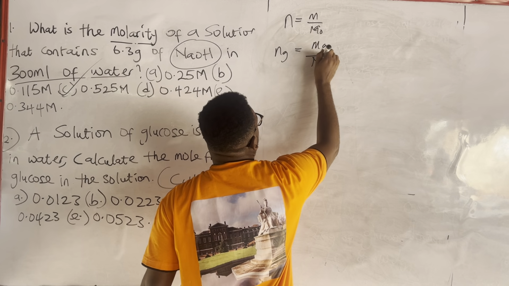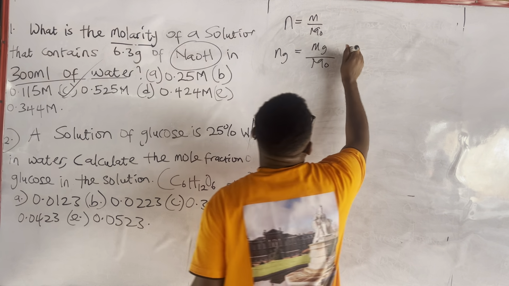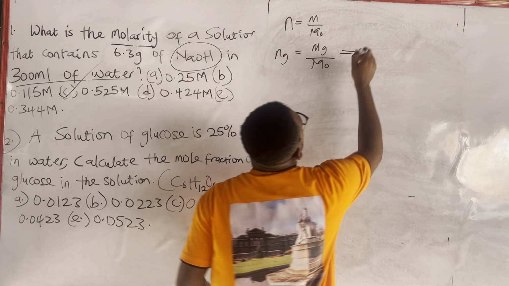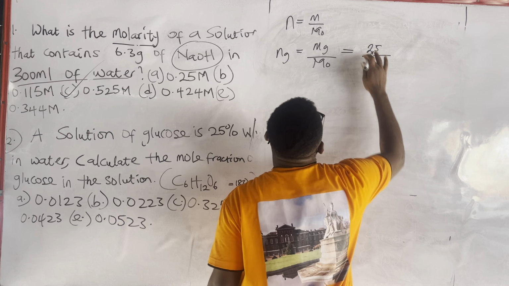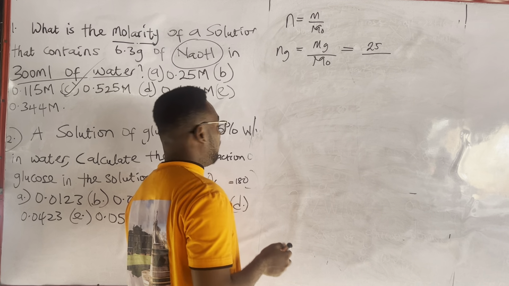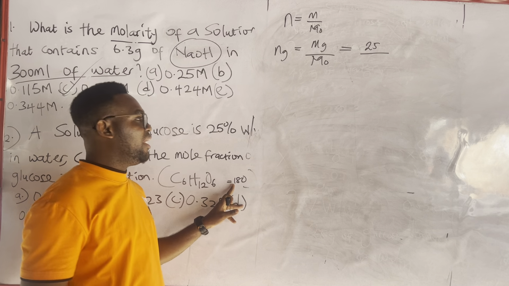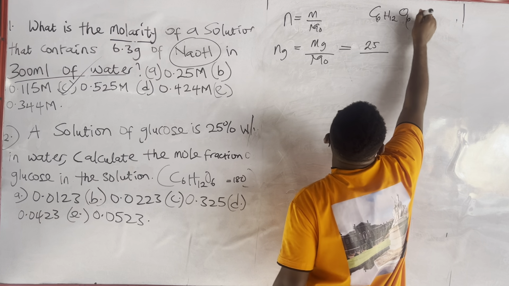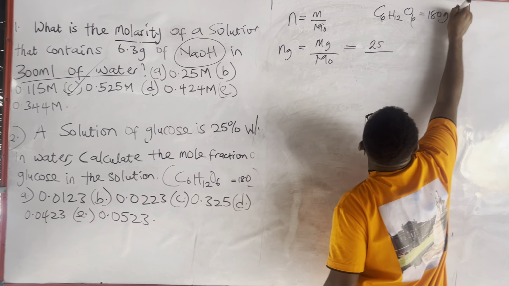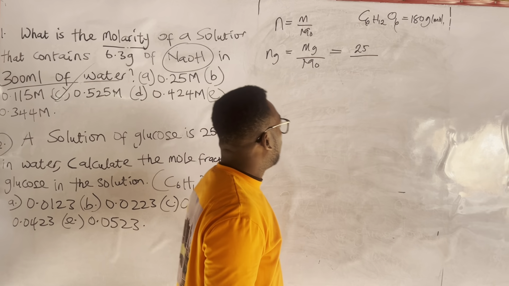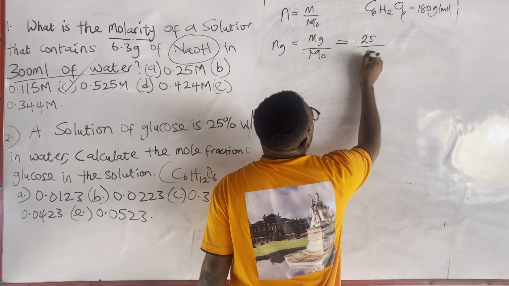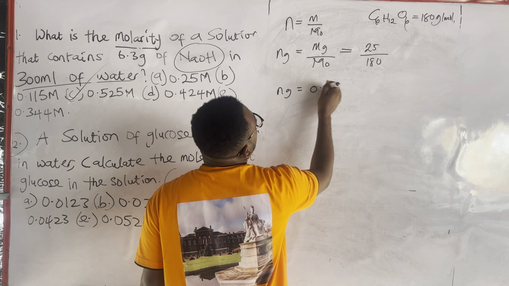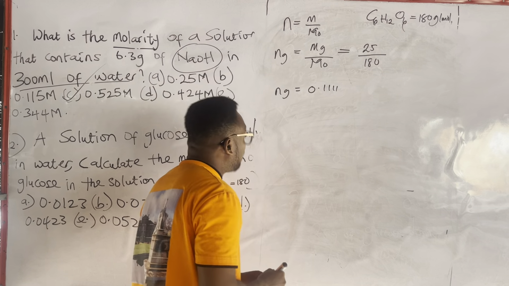So for glucose now, number of mole of glucose will be mass of glucose divided by molar mass of glucose. From our interpretation, we said 25 grams divided by the molar mass of glucose. Of course, we are given in this question that it equals 180. Glucose is C6H12O6. If you calculate everything here, you are going to have 180 grams per mole. So this becomes 25 by 180. Let's confirm that with the calculator.